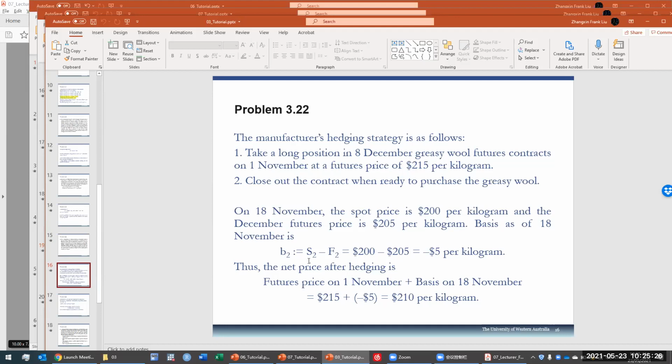And this is what is important: the net price after hedging. In this case, think about it, right? Because I am buying something, that means I will be paying. This is the futures price of the contract I have, 215, plus the basis will give me 210, right? So this is what I originally agreed to. But this just means that if I sell off my position and buy the underlying, I get 210. This is one way to explain it.